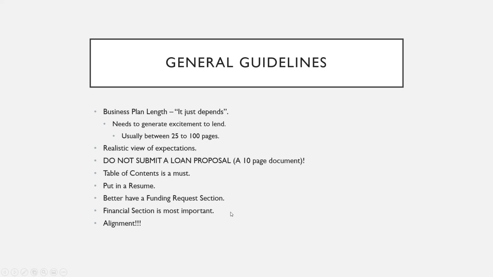Better have a funding request section. If you're asking for money from the government or from SBA, you better tell them how much you're looking for and also how you're going to pay that money back. A lot of companies are going to pay it back from cash flows from the business, but if you don't tell them that, they don't know that. And also, there are some companies that are going to pay the loan back from a different business. So they're getting a loan from business A, but they're going to pay the loan back from business B. Well, they want to know that too. So make sure you talk about your funding section and how you're going to pay the money back.